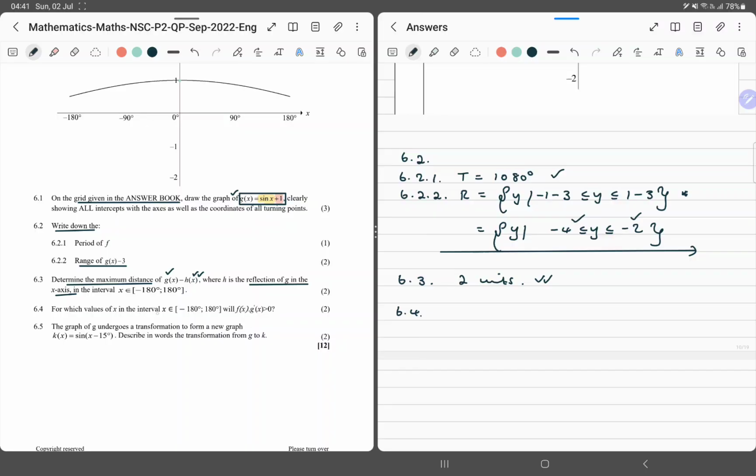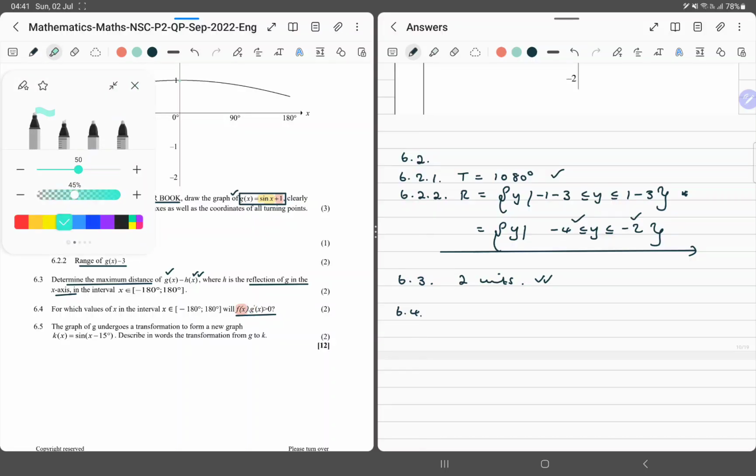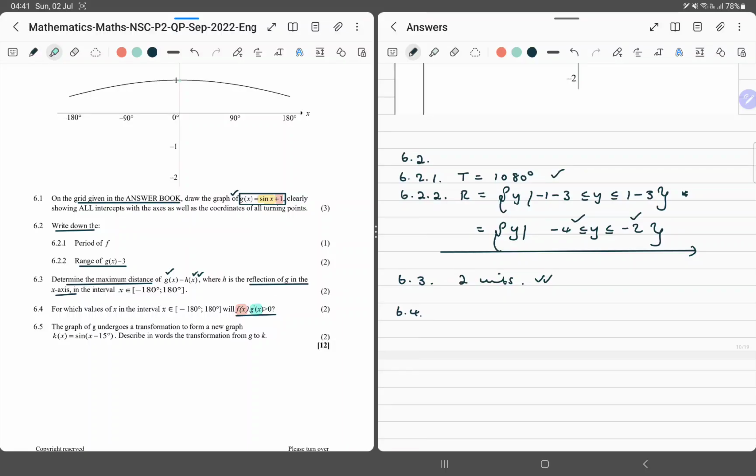It says for which values of x in the interval that was given is f of x multiplied by g of x. So now what does this mean? This means the y values of f multiplied by the gradients, because this is g prime of x, should be greater than 0. This can only happen if this one is positive and that one is positive, or when this one is negative and this one is also negative.